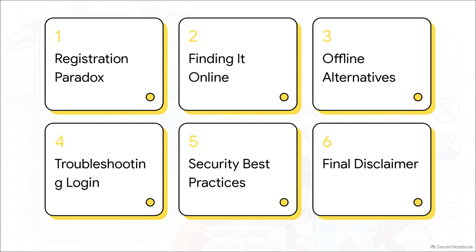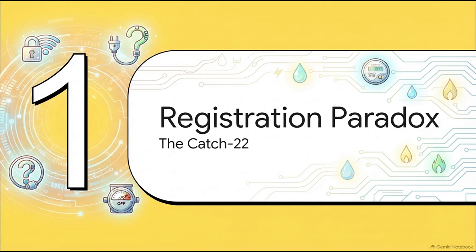Here's our quick roadmap for this explainer. First, the registration paradox. Second, finding it online. Third, offline alternatives. Fourth, troubleshooting login issues. Fifth, security best practices. And sixth, our final disclaimer. Okay, let's dive into this.